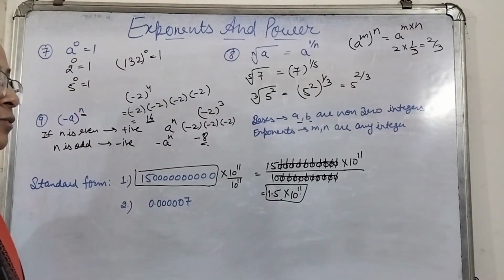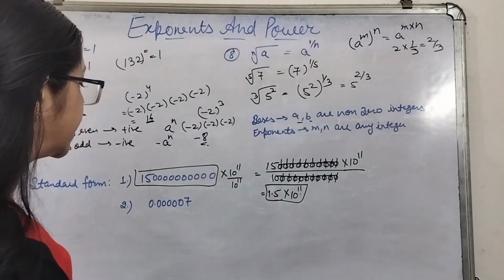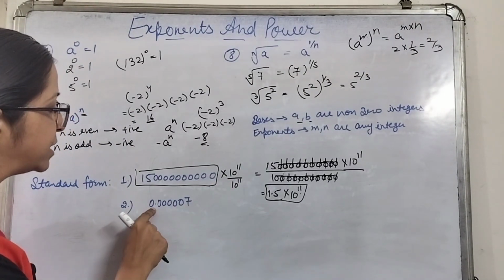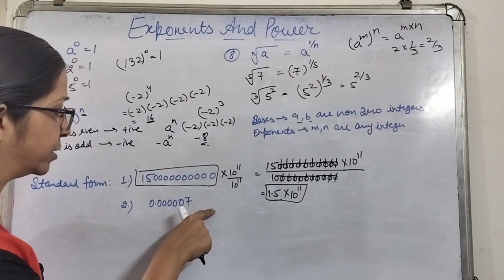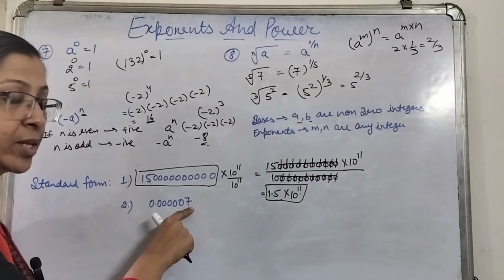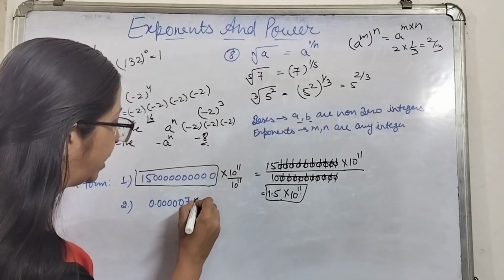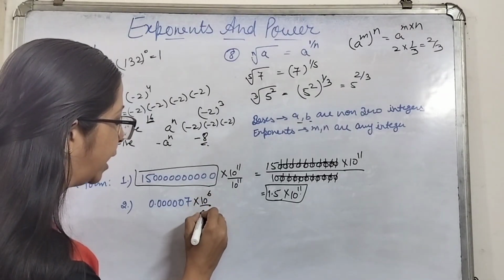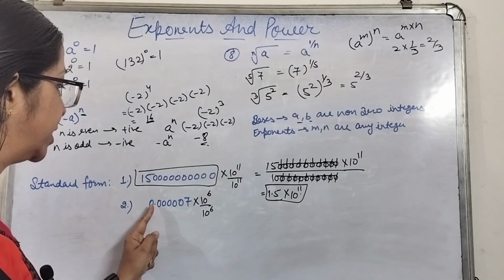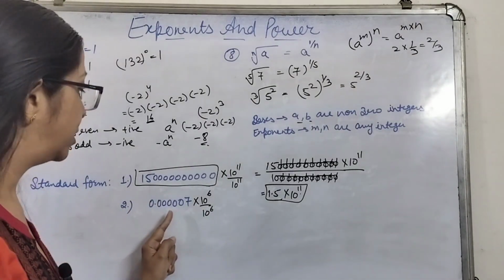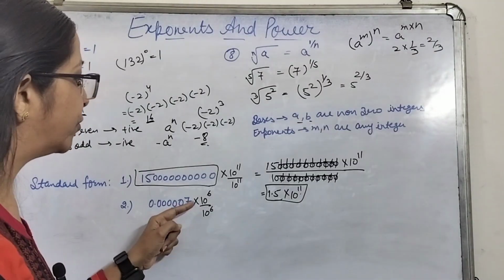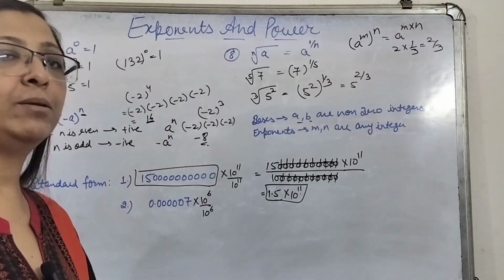Now, if we have to convert this into standard form, we want the decimal after 7. That means how many digits do we have to shift the decimal by? 1, 2, 3, 4, 5, 6. 6. So we will multiply it by 10 raised to the power 6 and we will divide it by 10 raised to the power 6. We have to shift this decimal by 6 digits, 1, 2, 3, 4, 5, 6. After 7, we want the decimal.